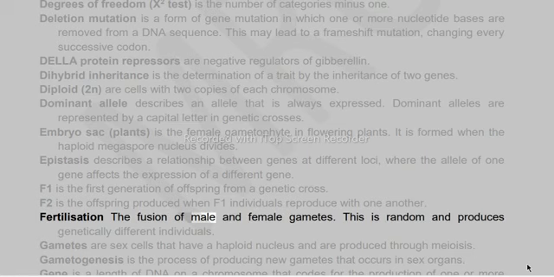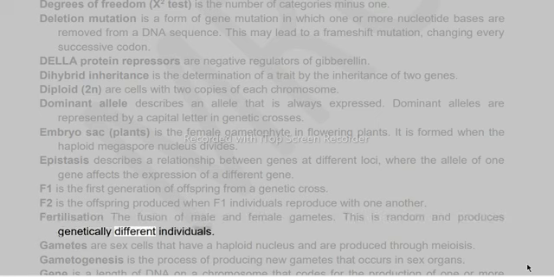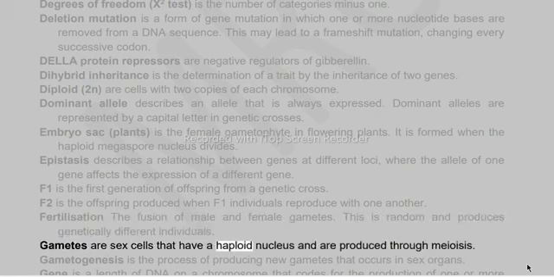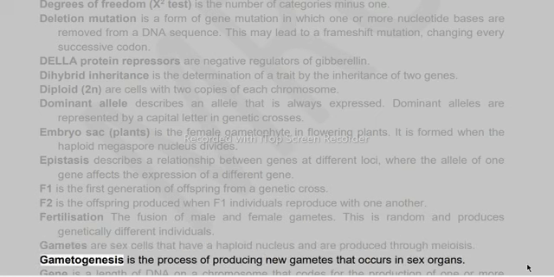Fertilization: the fusion of male and female gametes. This is random and produces genetically different individuals. Gametes are sex cells that have a haploid nucleus and are produced through meiosis. Gametogenesis is the process of producing new gametes that occurs in sex organs.